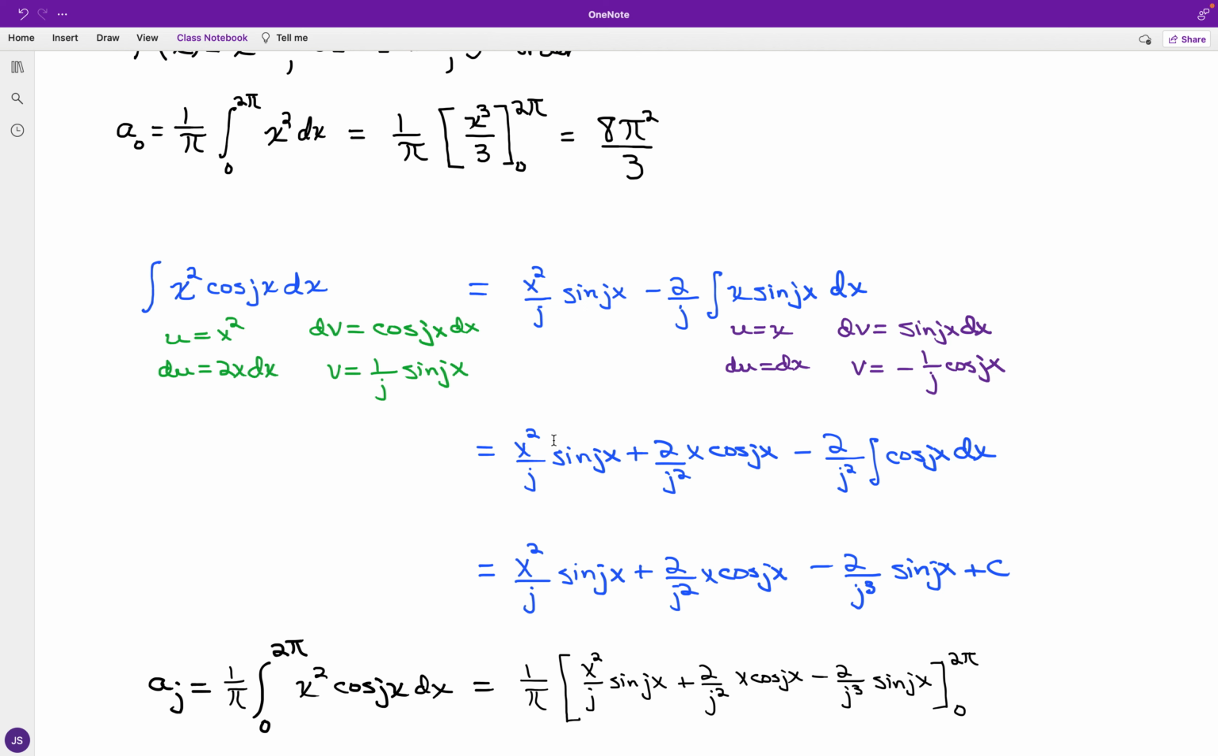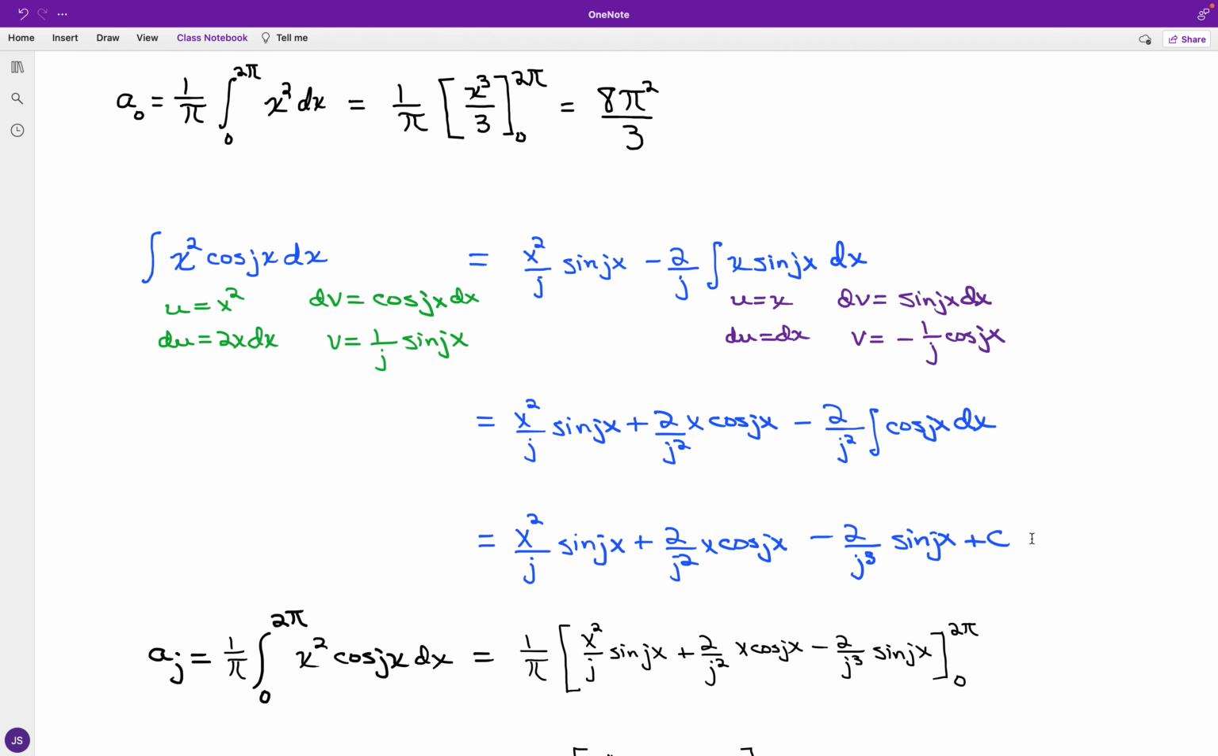And bringing down again the first antiderivative, for the next set of terms we have negative 2 over j times u times v, resulting in positive 2 over j squared x times the cosine of jx. And then we have minus, again that's negative 2 over j times the subtraction of the integral of v du. So in this particular case, we have minus 2 over j squared times the integral of the cosine of jx dx.